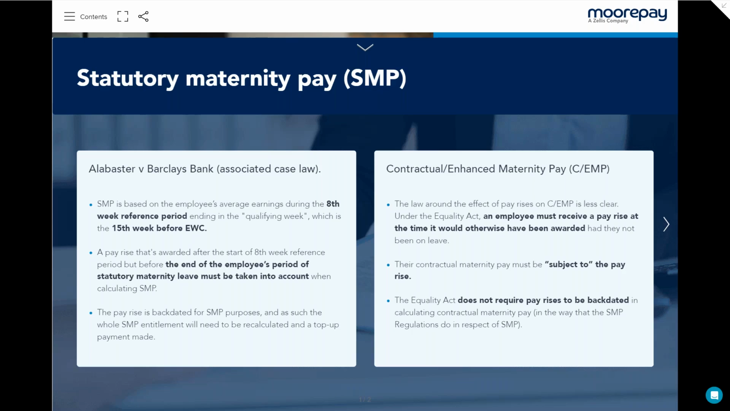Okay, so how does it affect any enhanced maternity pay? Maybe you're a company that does pay more than the statutory minimum.